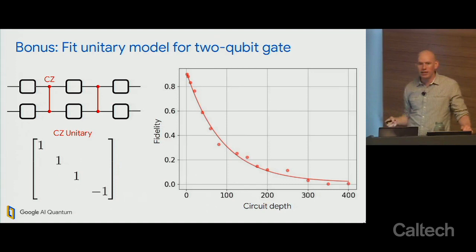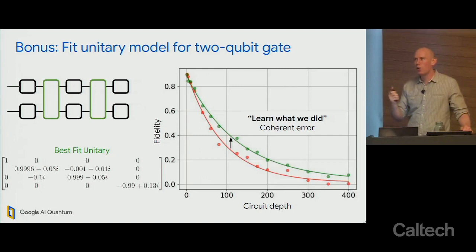And from this exponential decay, we can infer how much error is associated with each of the gates. But suppose we were a little more lax and we weren't so sure, maybe we weren't doing precisely a CZ. Maybe we were doing something a little bit different. So we use this fitting procedure to try to find what is the unitary that best explains the data. And you can see it's very close to the unitary we were looking at before, but this phase is a little bit different. We have a little bit of swapping that's happening.